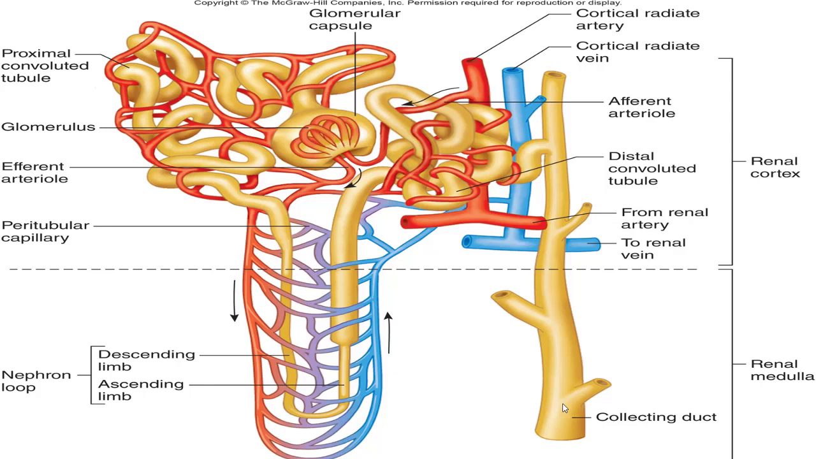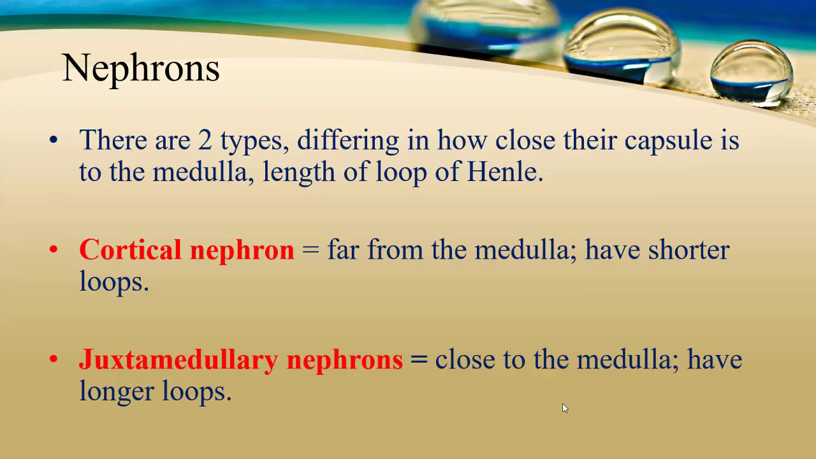So this is just one nephron out of 1 million found in each kidney. So you're going to have around 2 million of these. This is how urine starts to get formed. Now there are two different kinds of nephrons, and they differ in two important things: in how long the loop of Henle is, and how close their capsule is to the medulla. So the two kinds are cortical or juxtamedullary nephrons.